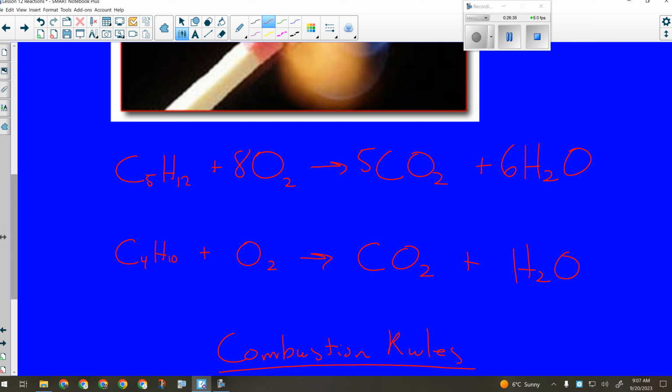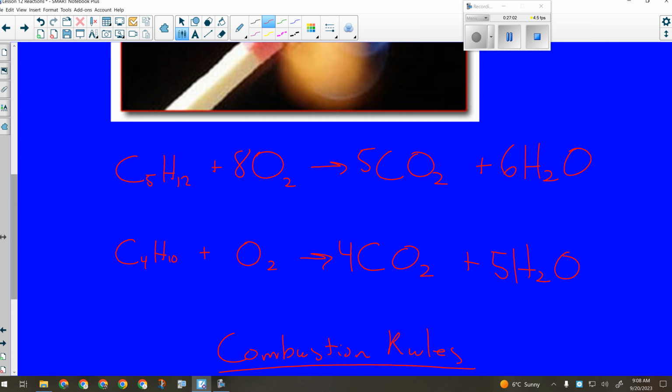This reaction is going to require the second rule, but I want to show you why it requires the second rule. So let's start by balancing alphabetically. How many carbon do I have here? Four. Okay, what needs to go here? Four. And how many hydrogen do I have? Ten. So we go over here. What times 2 is 10? 5.